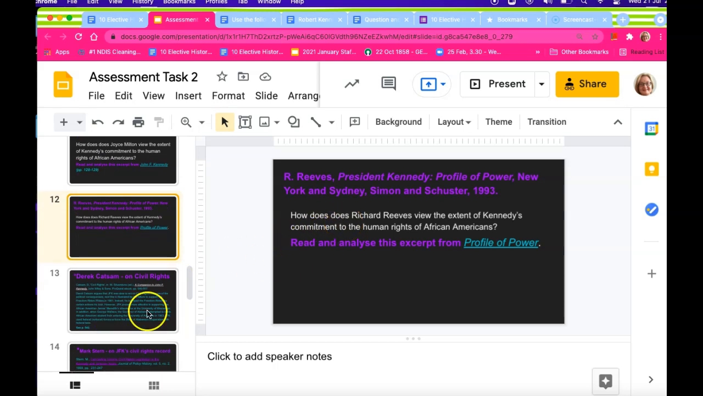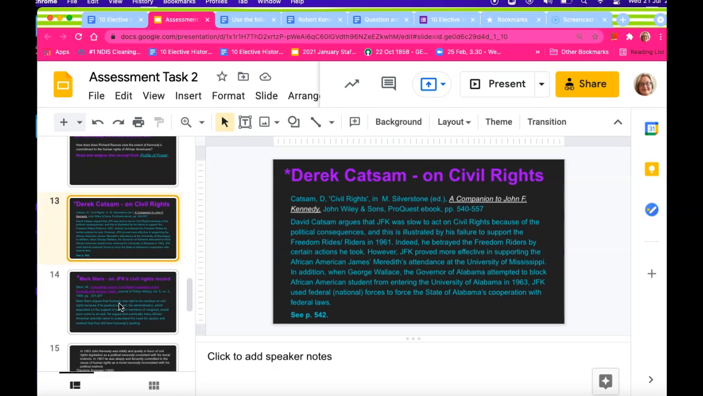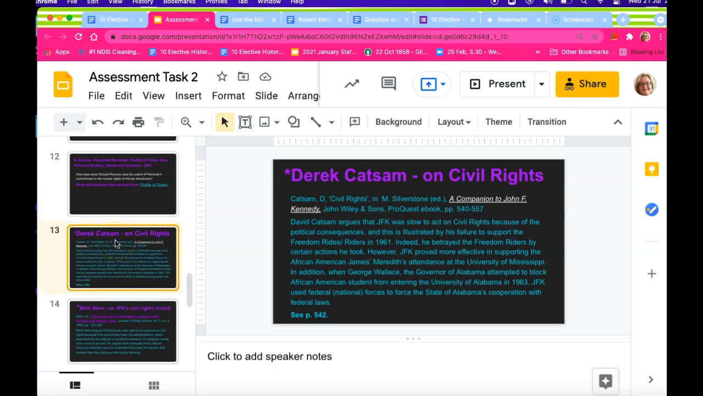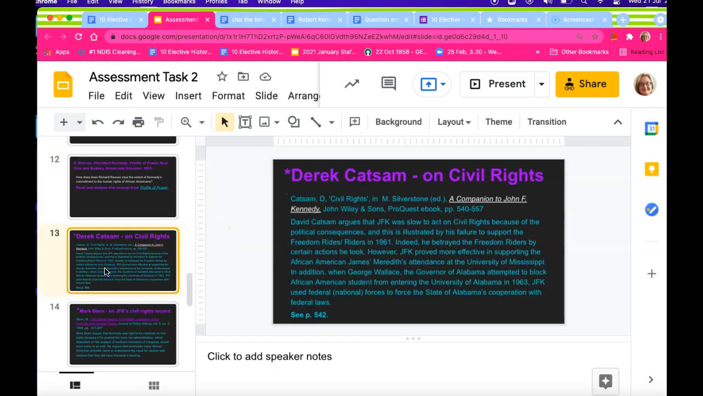Relevant to Kennedy, the notion of whether he was particularly useful for civil rights activism, and just going back. Reeves argues that he was extremely cautious and he was much more of a Cold War warrior and focused on his political success. But again, something that can be read by you. All the resources, some very valuable resources are here. Okay, asterisk, this is a useful one.